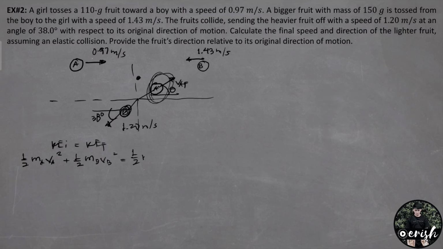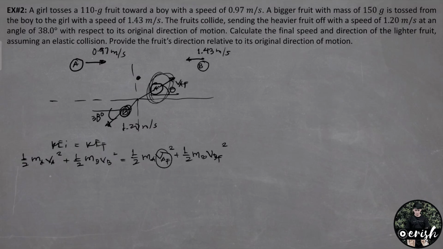is 1/2 mass A VA final square plus 1/2 MB VB final square, or pwede rin namang prime na lang ilalagay natin as pamalit dun sa subscript na final or yung F. Let's derive first the equation to solve for the final velocity ng fruit A.